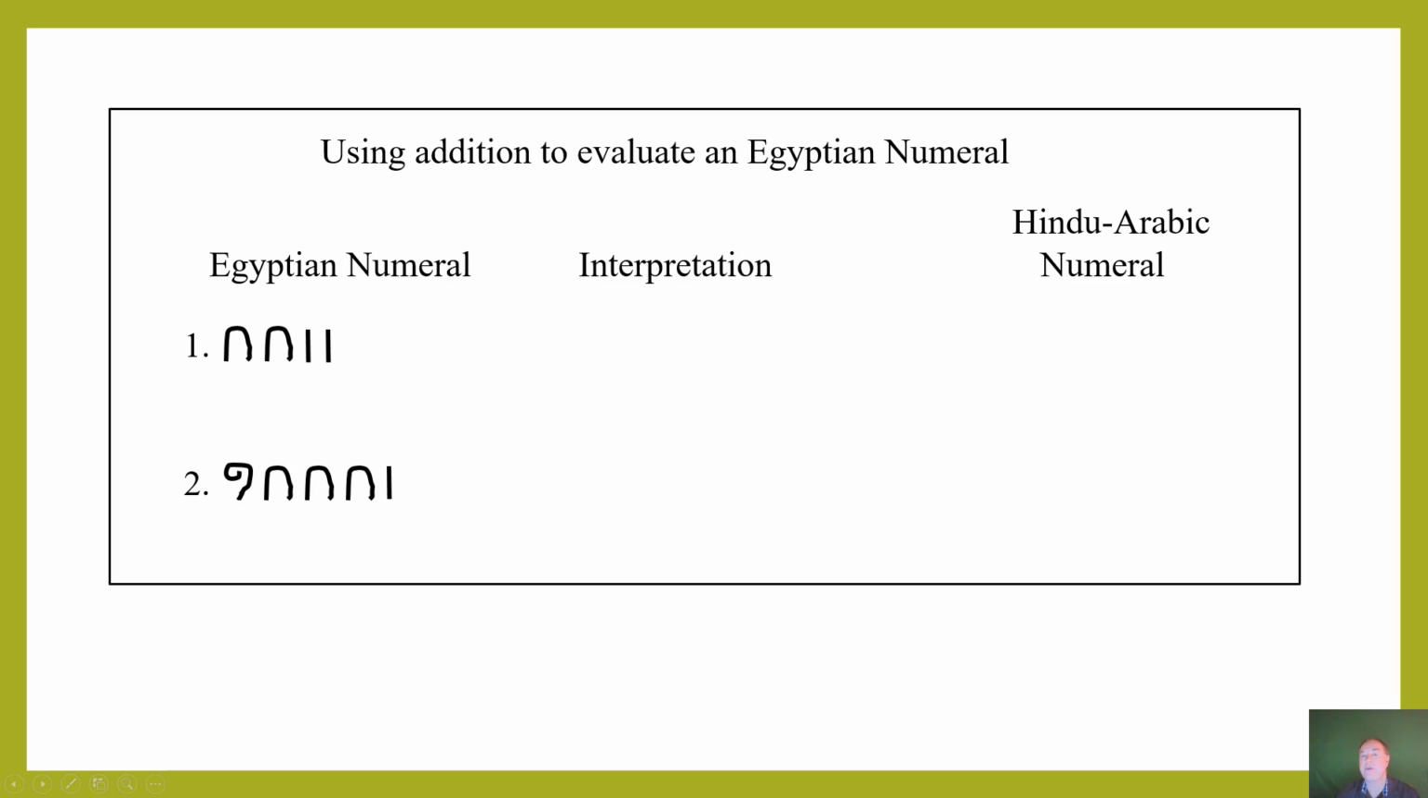Using addition to evaluate an Egyptian numeral. If we look at number 1 here, we have 2 heel bones, and then 2 strokes. So we have 10 plus 10 plus 1 plus 1, which would be equivalent to 22. If we look at number 2 here using addition, we have the scroll, which is 100, plus a heel bone, plus a heel bone, plus a heel bone, plus a stroke, which gives us 131 when we add it up. That's using addition to evaluate.